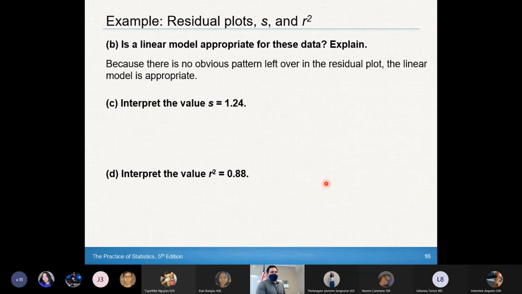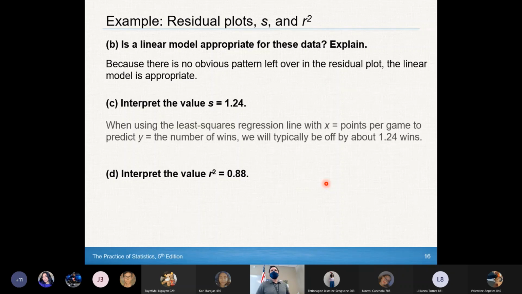We want to interpret the value s equaling 1.24. When using the least squares regression line with x equaling points per game to predict y, the number of wins, we will typically be off by about 1.24 wins. It's kind of like our margin of error.